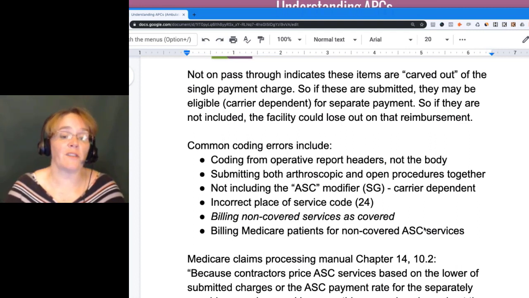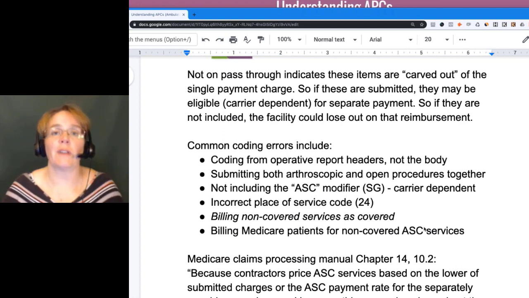Submitting both an arthroscopic and an open procedure. And we know when something starts arthroscopically and they go, oh, wait, we need to get in here, and they open it, you no longer bill for that arthroscopic procedure. Now you have to bill for the open procedure. That's the more relevant procedure that happened during that surgery.